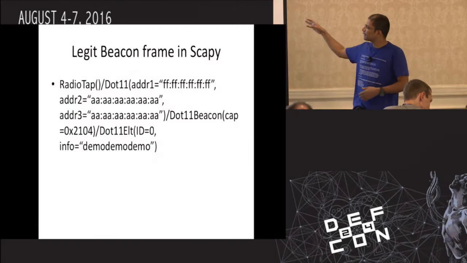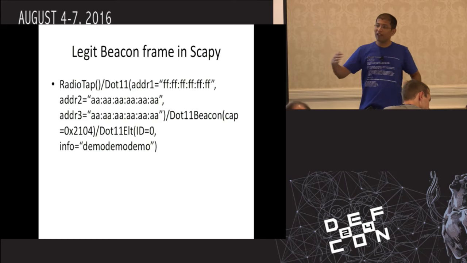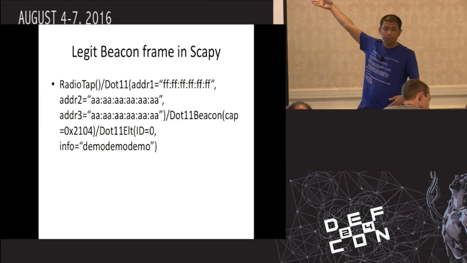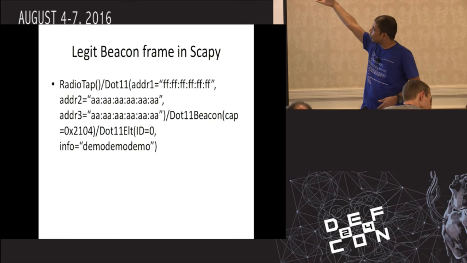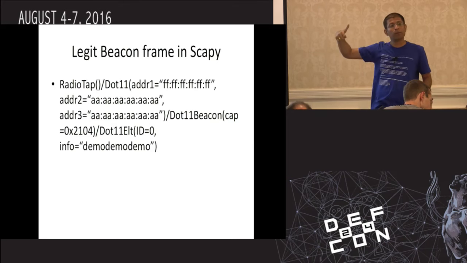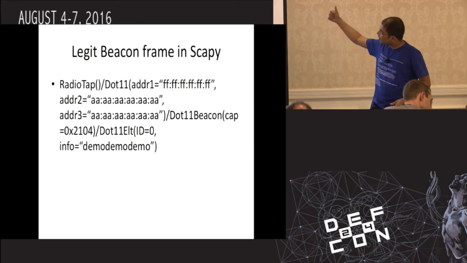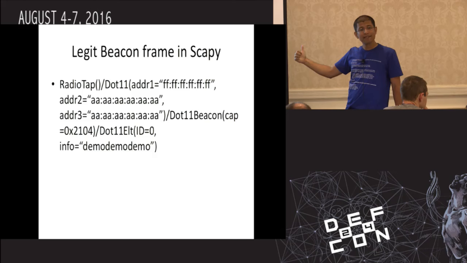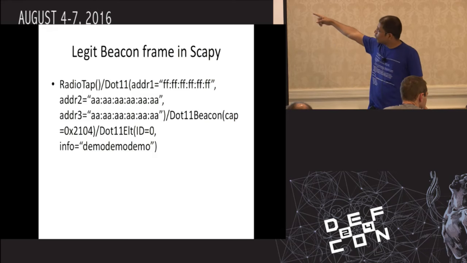We can actually inject these things in more of an OOP way. So basically it's a RadioTap layer, as we have spoken already. Then there is .11 address 1, which is a broadcast address here. Address 2 is nothing but your BSSID. Address 3 is again the BSSID. And then .11 beacon, that actually starts with cap.